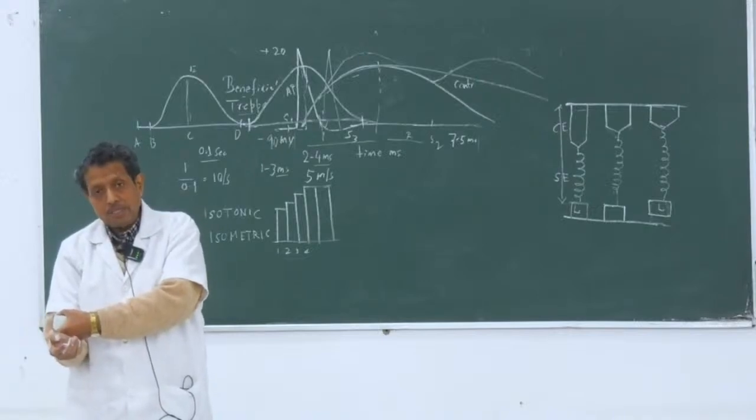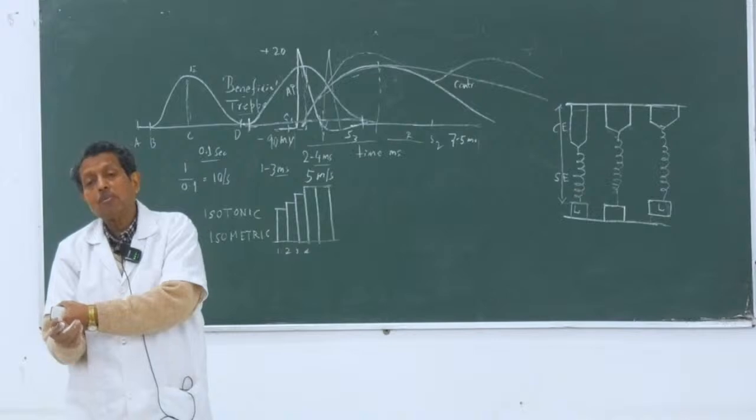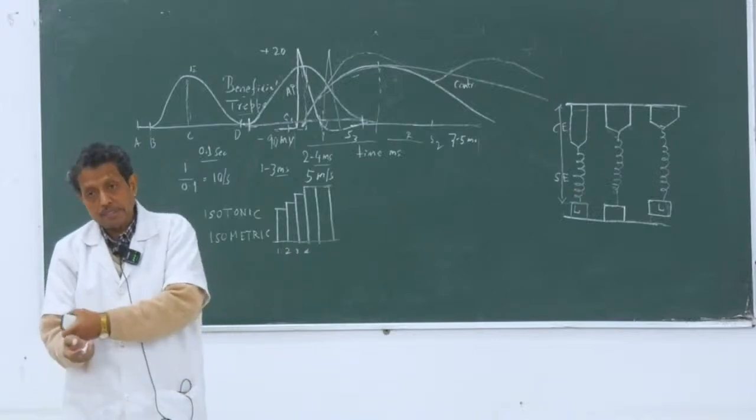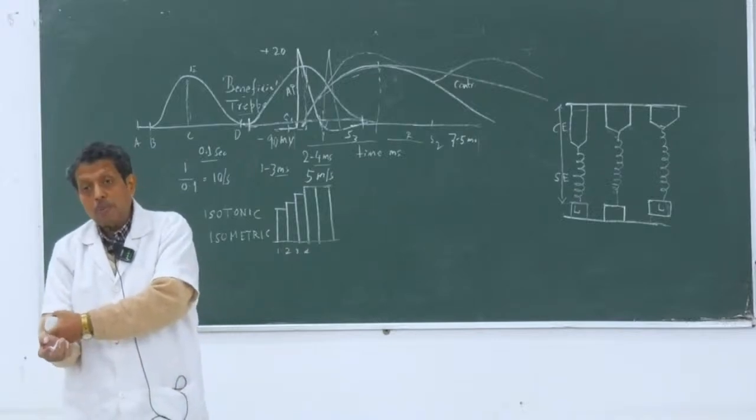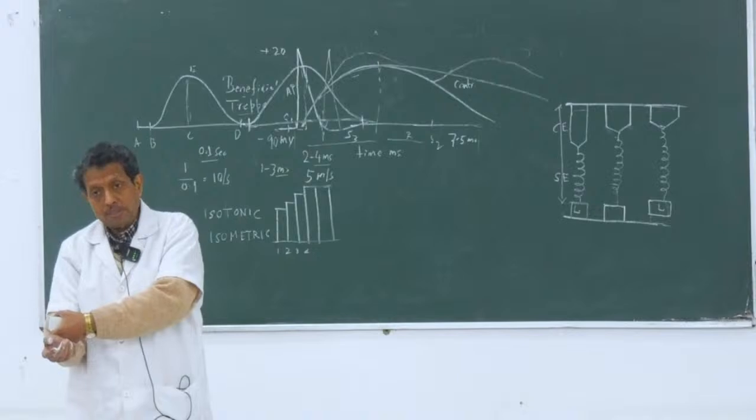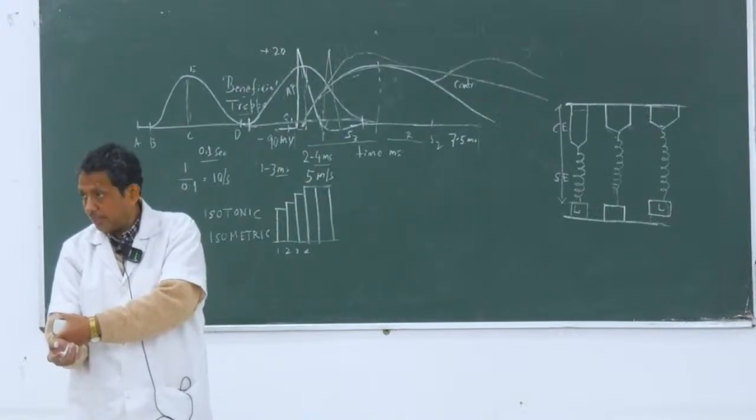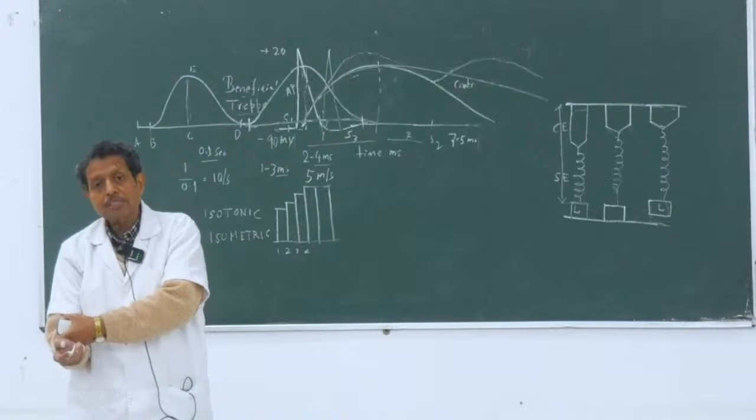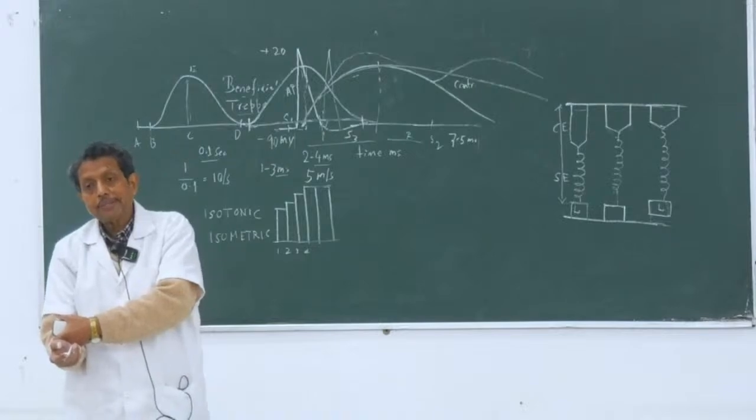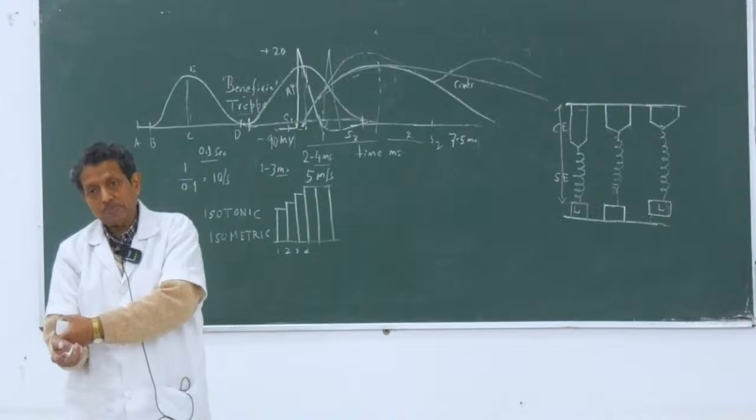There is movement of these contractile elements, but there is no effective shortening of the muscle. Force is generated, but there is no change in the length of the muscle. It is called isometric contraction.